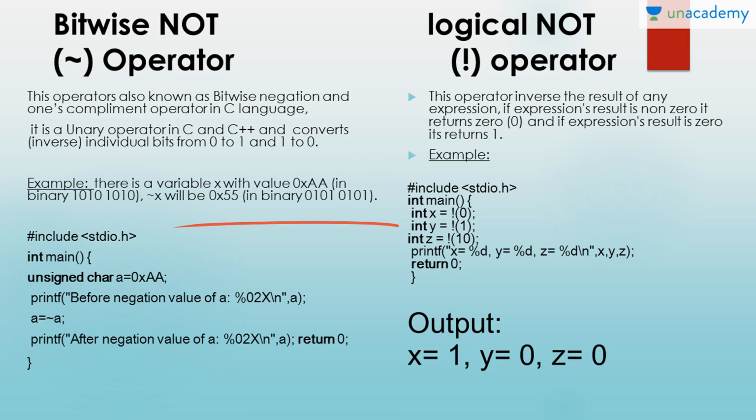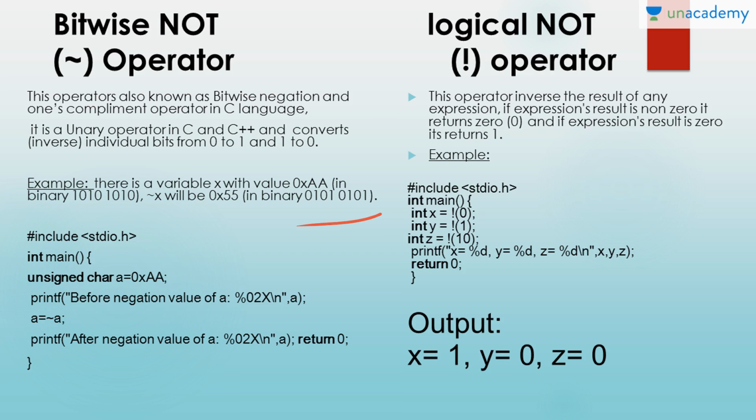Now we will see how that happens. It is the same as what we studied in the bitwise operators. See here, the binary representation of 0xAA is 10101010. So when we do the complement, what will happen? 0 will be 1, 1 will be 0, and so it continues. So we will obtain this answer.